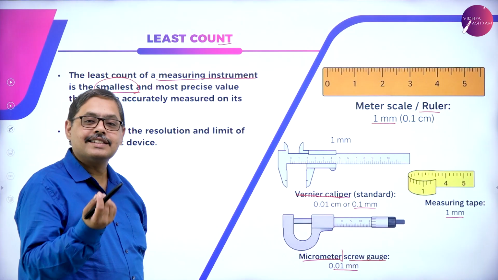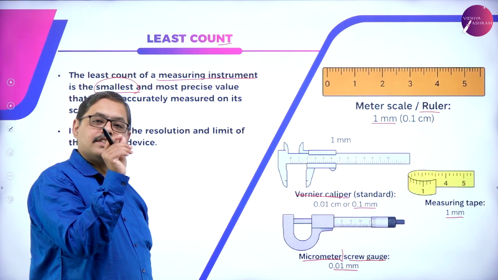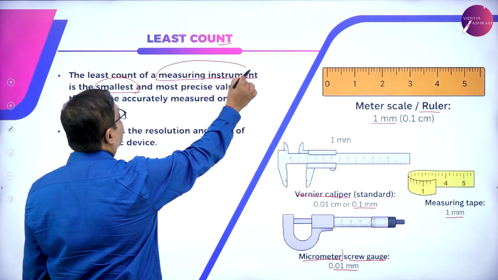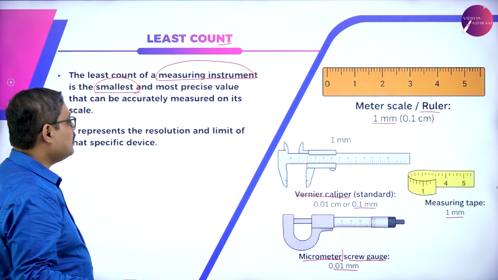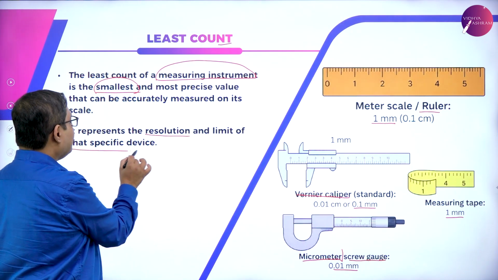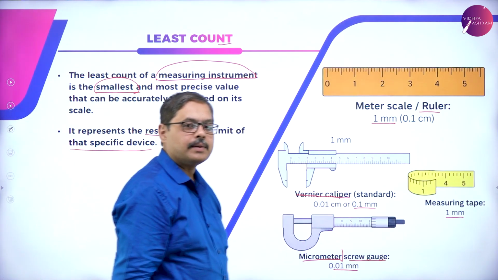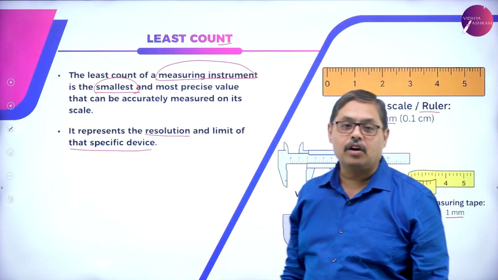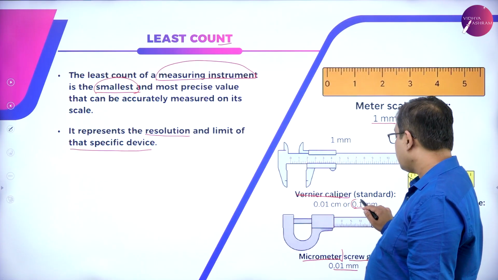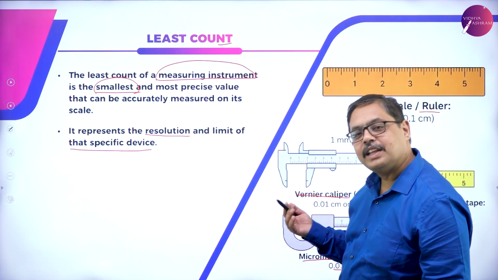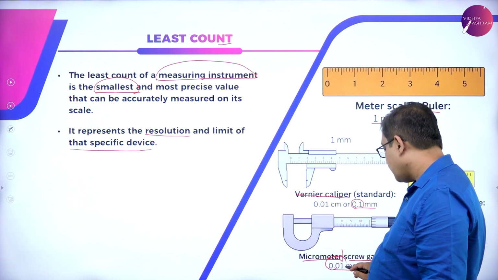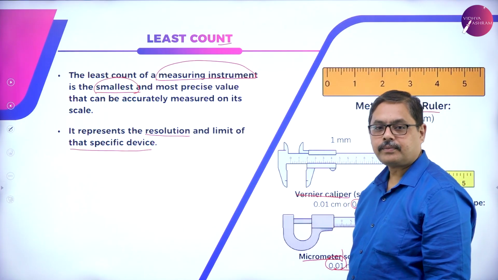Okay. So what is least count? Least count is the smallest measurement that can be done on a measuring instrument. Usually we say that it is the resolution of the measuring instrument or the limit of that specific device. If you ask me what is the limit of a vernier caliper, I say that it can only measure up to 0.1 mm, not beyond. If you ask me the limit of a screw gauge, I say that it is 0.01 mm and not beyond.